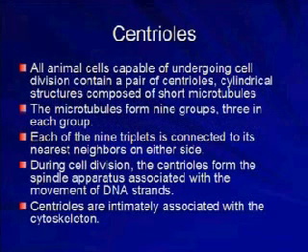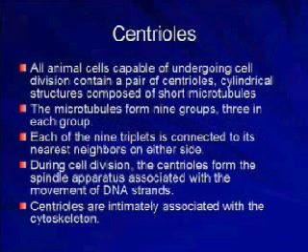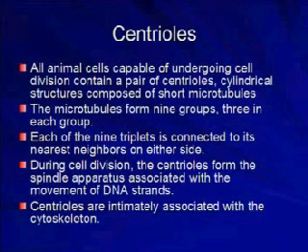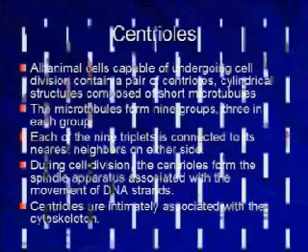Centrioles. All animal cells capable of undergoing cell division contain a pair of centrioles, cylindrical structures composed of short microtubules. The microtubules form 9 groups, 3 in each group. Each of the 9 triplets is connected to the nearest neighbor on either side. During cell division, the centrioles form the spindle apparatus associated with the movement of DNA strands. Centrioles are intimately associated with the cytoskeleton.